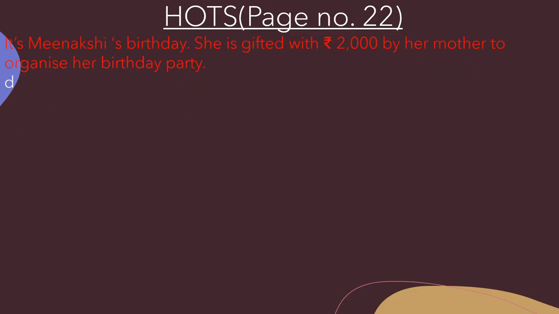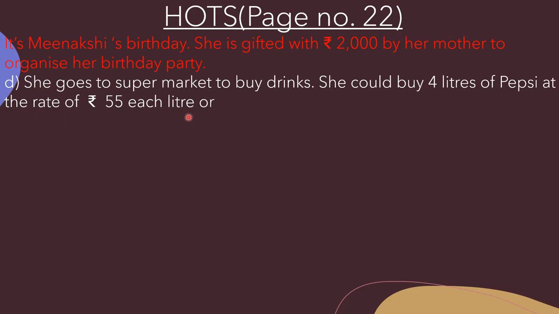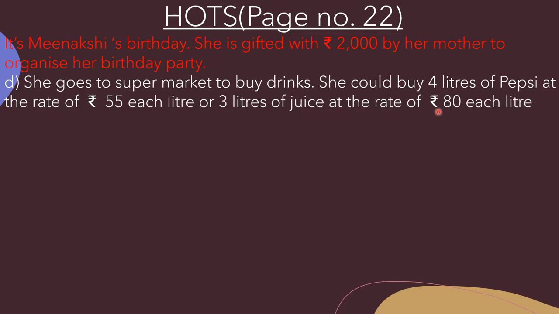Now in part D, it is given that she goes to the supermarket to buy drinks. She could buy 4 liters of Pepsi at the rate of rupees 55 each liter, or 3 liters of juice at the rate of rupees 80 each liter. Which one would be cheaper and by how much?